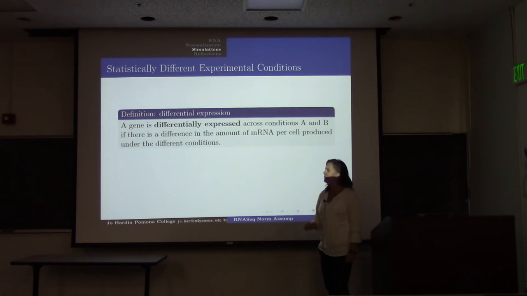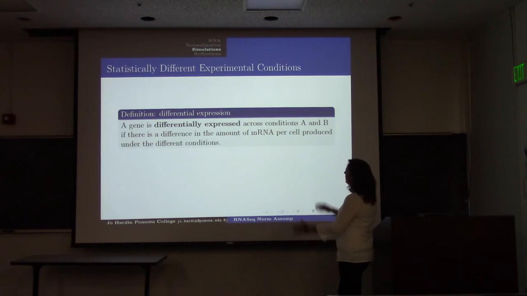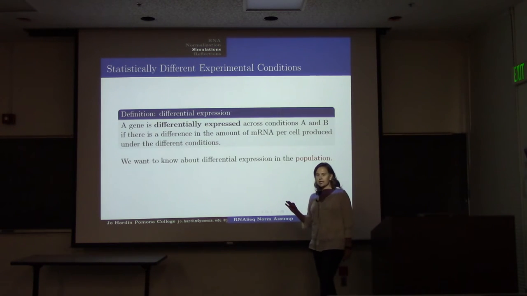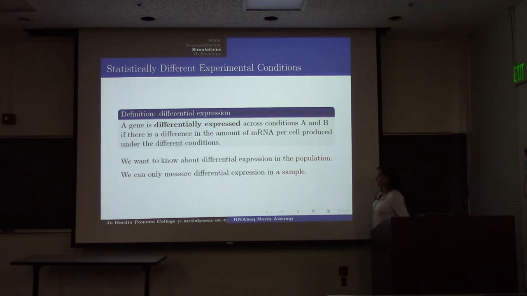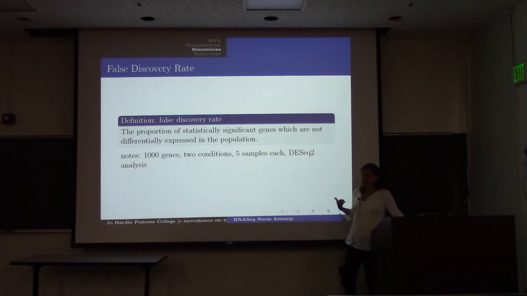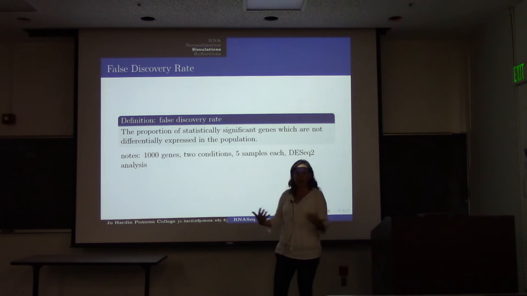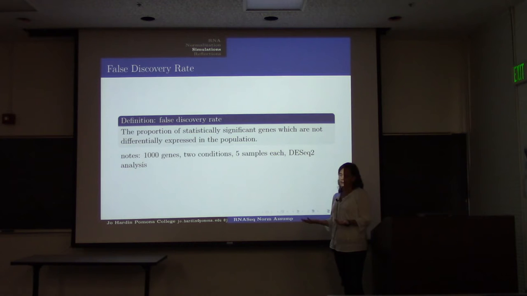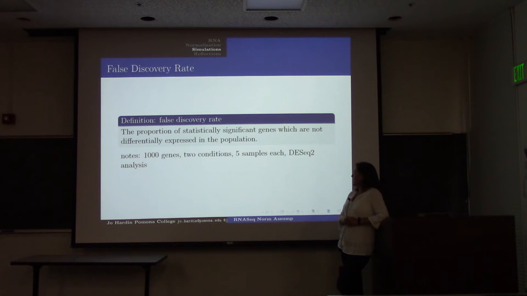Okay, so just to kind of keep us on the same page, differential expression is the amount of mRNA per cell produced under these different conditions. And what we're really interested in is understanding the population values. And of course, what we have are the reads in the sample. Okay, so with that in mind, we can apply a differential expression method. In this work, we just use DESeq2. It's in the literature, it's one of the most applied differential expression analysis tools. And that wasn't, again, the focus of this, so we wanted to keep that the same for everything.